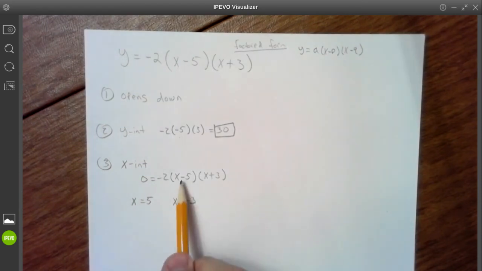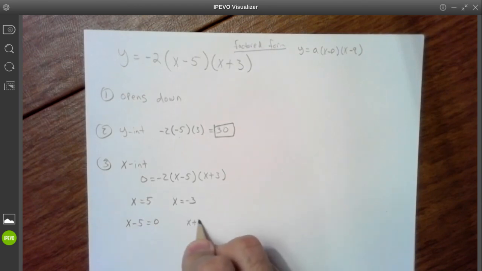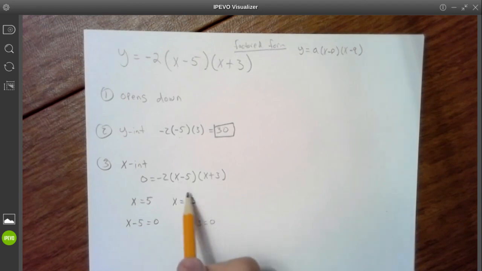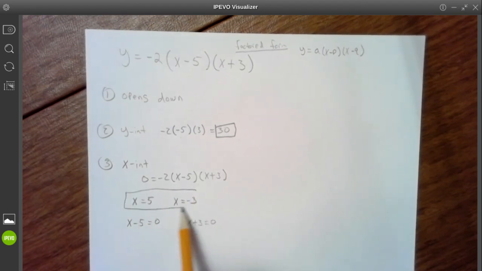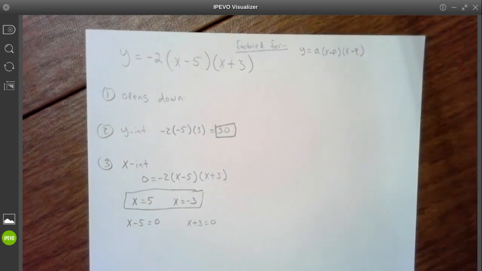So all you do is you take those factors, x minus 5, and you set it equal to 0. When you solve this, you're going to get x equals 5. Okay. When you solve x plus 3 equals 0, you'll get negative 3. These guys right here, this piece and that piece, are going to give us a pretty good idea for what the graph of this function is going to look like.